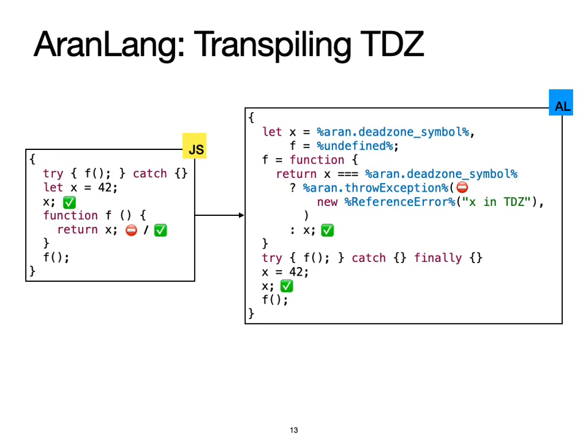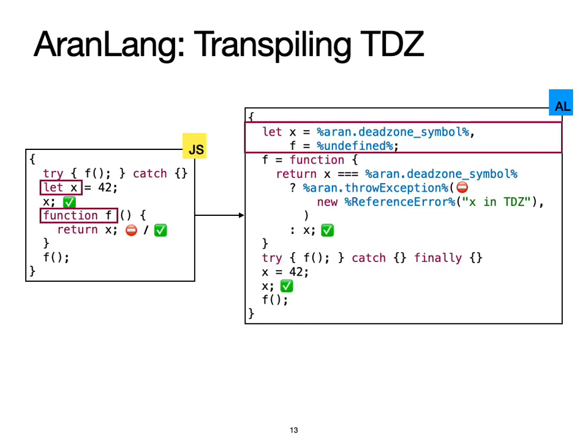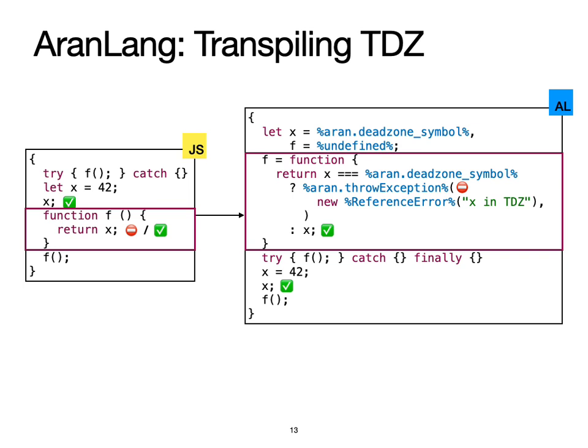Let's see how to represent this behavior in AranLang. Variable declarations are explicitly hoisted at the beginning of the block. x is initialized with a specific symbol that indicates that it is in the dead zone. Then the initialization of the function is also hoisted. The unsafe access to x has been replaced by an explicit conditional expression. If the value of x is still the dead zone symbol, a reference error is thrown. Otherwise, the value of x is returned.